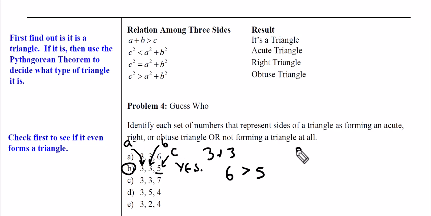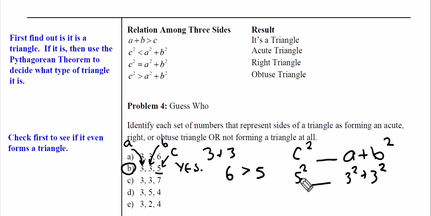Now, the way I like to do this is I like to just leave it as a blank. I think most books do the same thing too. So just plug them in. That's 5 squared, blank, 3 squared plus 3 squared. 5 squared is 25. 3 squared is 9. 3 squared is 9. 9 plus 9 is 18.